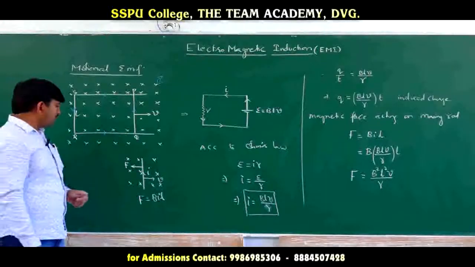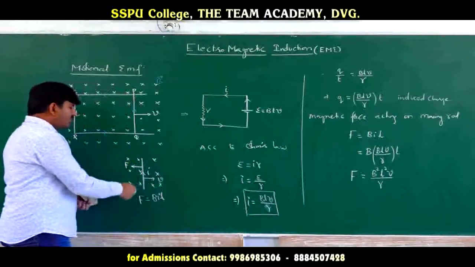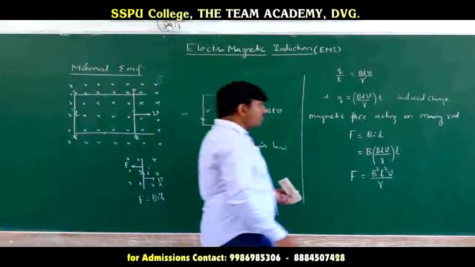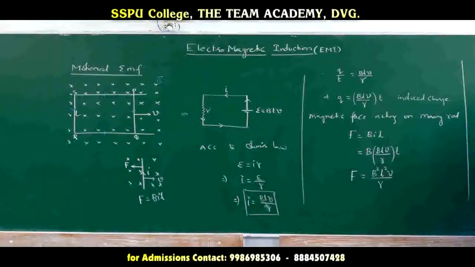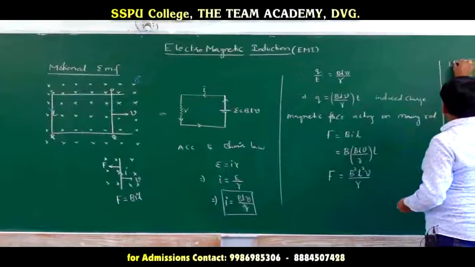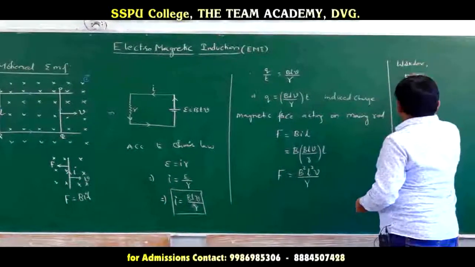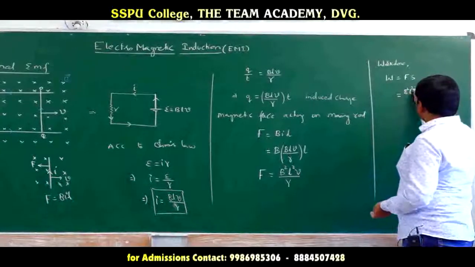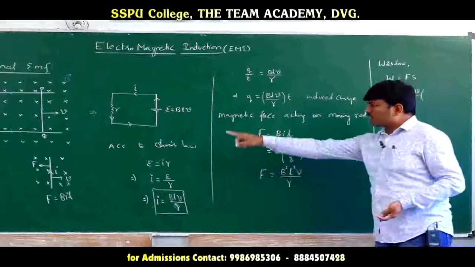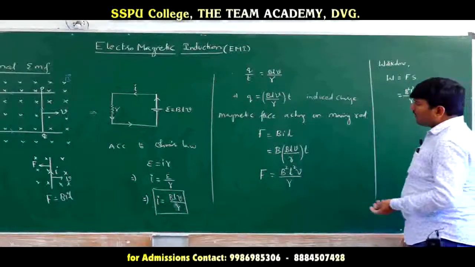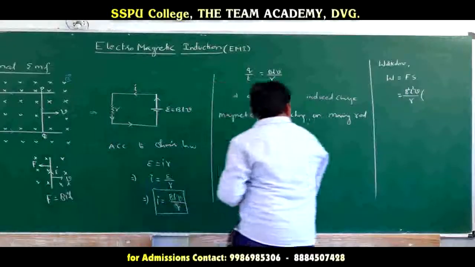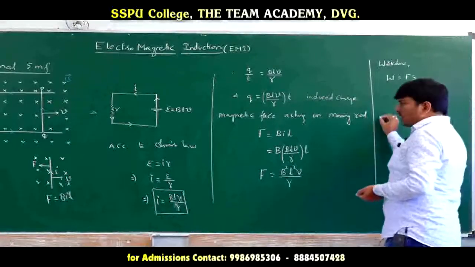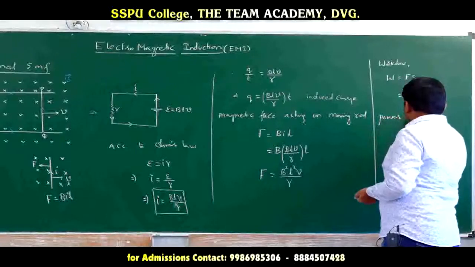Then how much work is to be done? When the rod is moved like this, the work done in moving the charges over a length of L is given by W equal to force into displacement. The force is B square L square V divided by R, and the displacement is over the length of L. Or if I move the rod in this direction by x distance, then I can take it as into x. Is it clear? This work done will be dissipated in the form of energy, and the power required is nothing but the power dissipated.